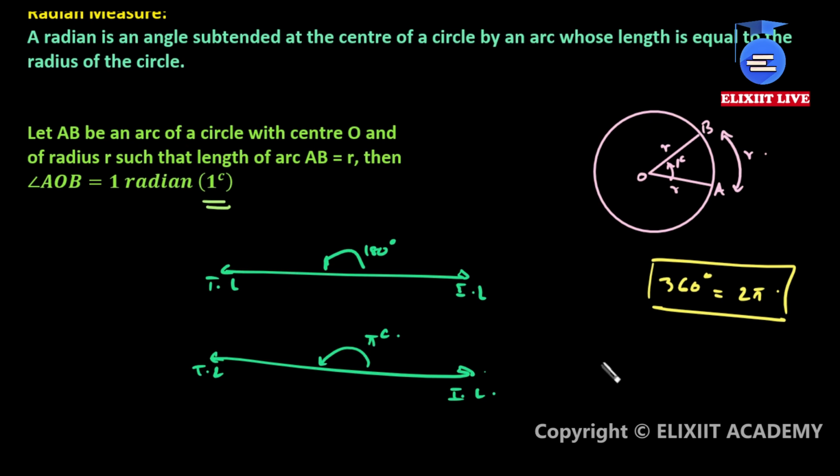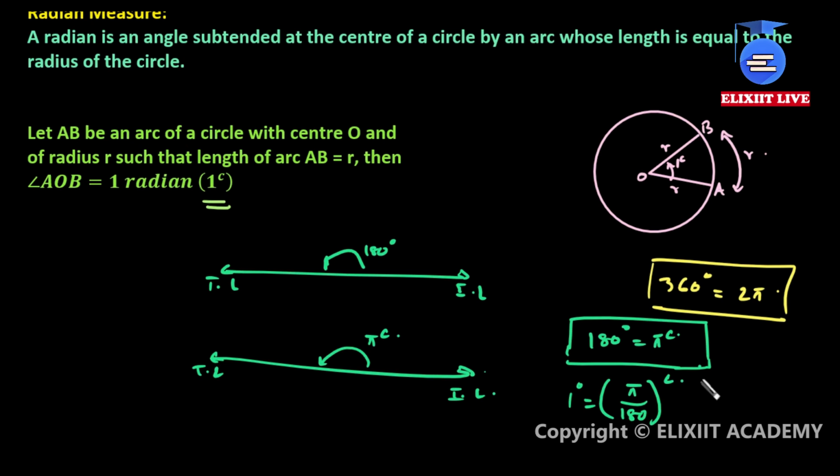First of all, 180 degrees is pi radians. Standard relation, you must be remembering this. So by simple unitary method, if 180 degrees is pi radians, then 1 degree will be pi by 180 radians. 1 degree will be pi by 180 radians.